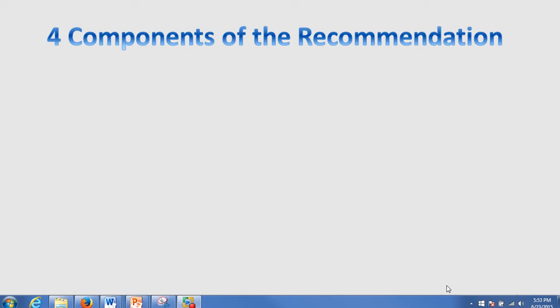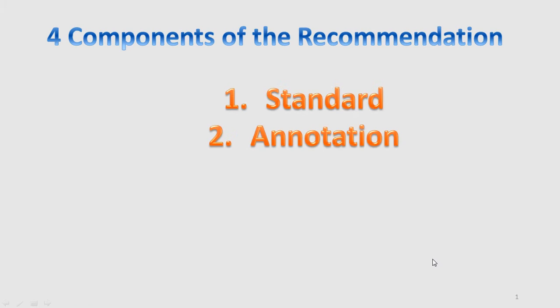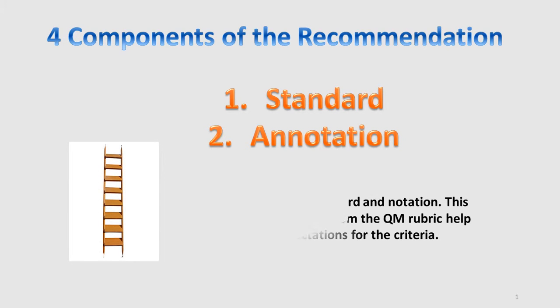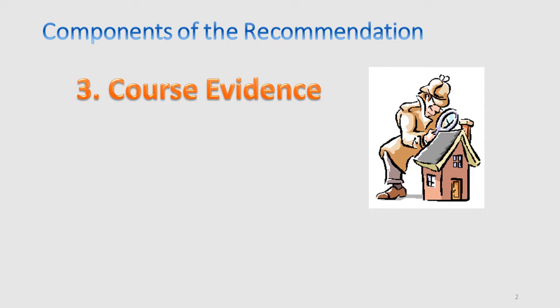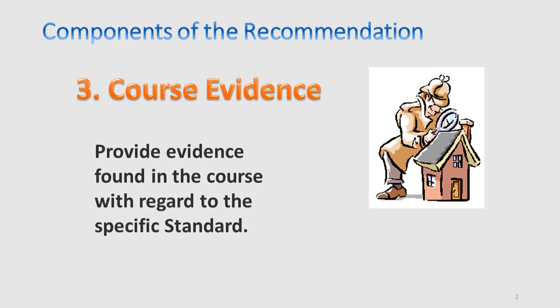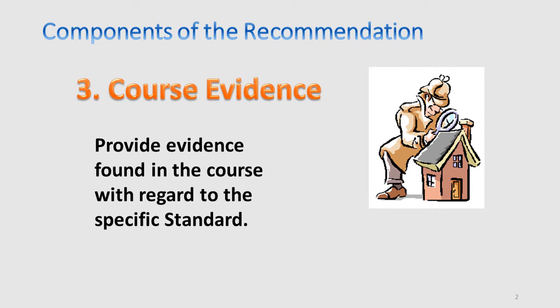Hi, this is Tina Mims, and I would like to provide you my insight as to the four components of a good recommendation for using the QM rubric. The first two components are basically covering the standard and annotation in the QM rubric, making specific reference to the standard and reciting the specific facts annotated for that standard can help indicate the expectations for the criteria. Next, the third component is course evidence. Reviewers using course evidence help provide information found in the course with regard to that specific standard under review.